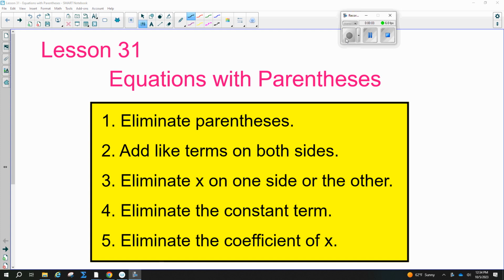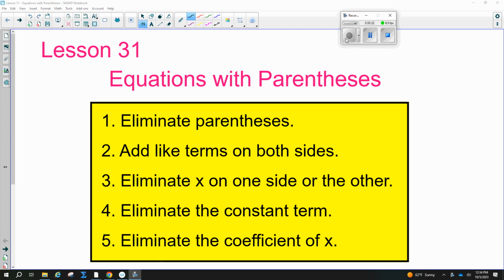Right, lesson 31. We're just solving equations, but we're adding parentheses in. So the first thing we're going to do is distribute to get rid of the parentheses, all right? So you'll just multiply, that gets rid of the parentheses. Then you add like terms on both sides, just like we did before, so combine anything that's alike.